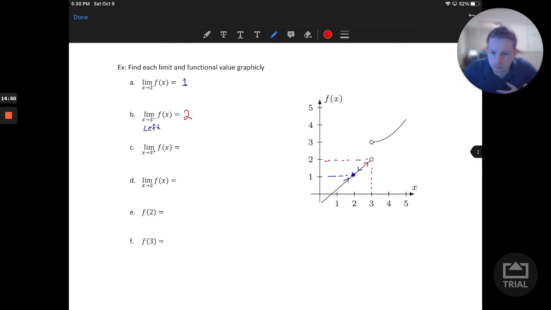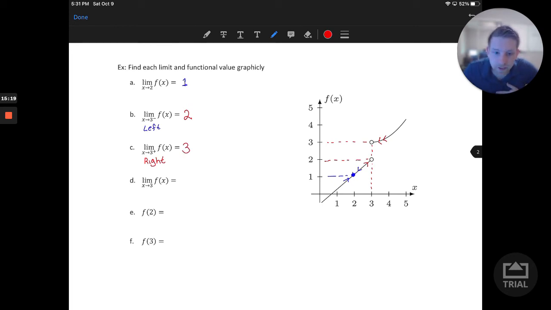If we approach from the positive end, the limit as x approaches 3 plus, that would be approaching from the right. And we could say as we approach from the right side, we're actually approaching a new height, and that height happens to be up at 3. So as we approach x equals 3 from the right, we are approaching the height of 3.